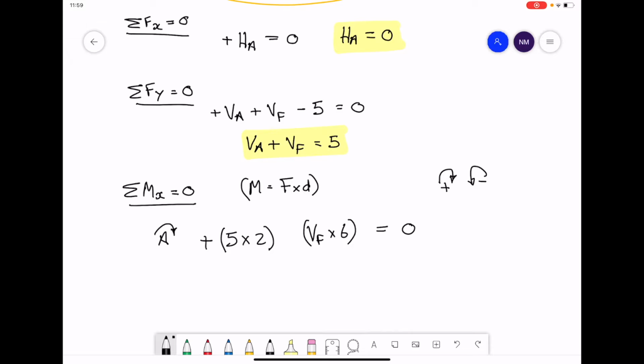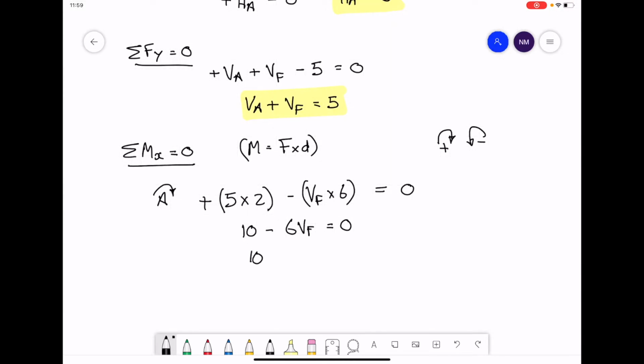Updating this into our equation and then rearranging the formula. So we have 10 minus 6 VF equals 0. 10 is equal to 6 VF, taking it to the other side, then dividing through by 6, we get VF equals 10 divided by 6, and that gives you 1.67 kilonewtons.